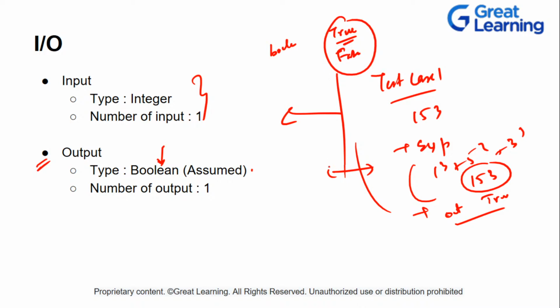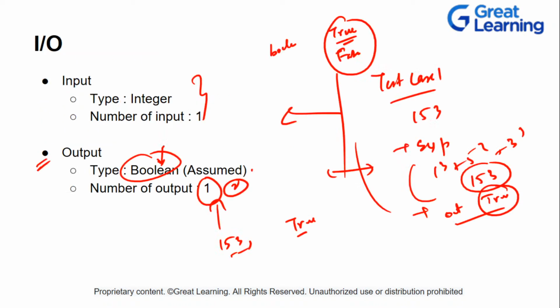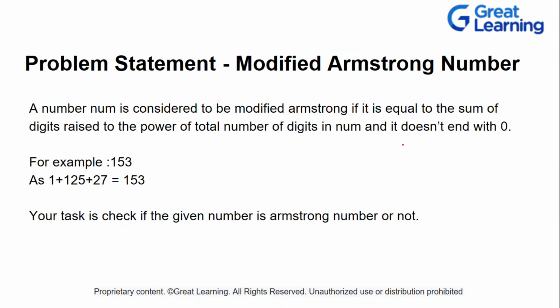Yes Karthik, correct, right? So boolean will be the output, and the number of output obviously is 1. There will be only one output. Let's suppose if there is like this 153 true, then you can say that the number of output is 2. Okay, so this is all about input and output.